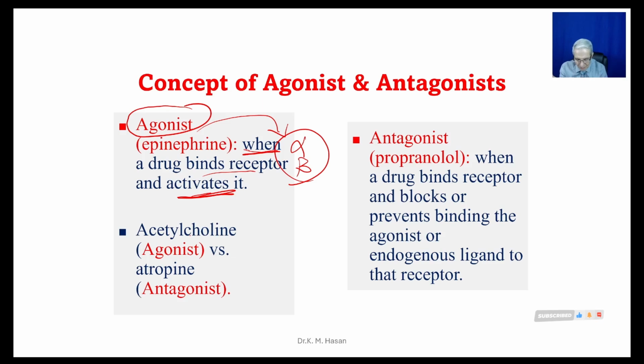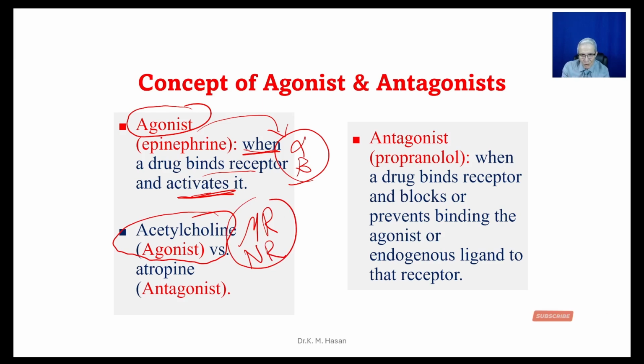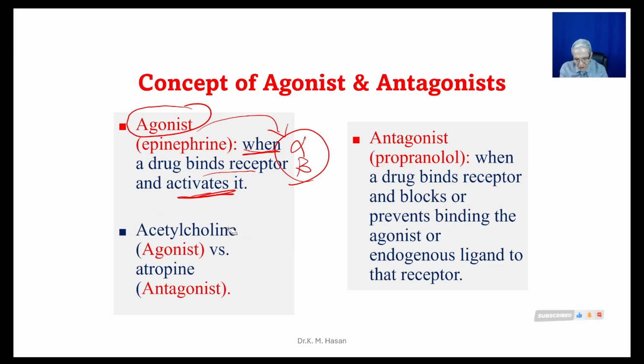The same applies to acetylcholine. Acetylcholine binds to the receptor and activates the receptor. We have muscarinic receptors and nicotinic receptors. So acetylcholine binds to the nicotinic receptor and the muscarinic receptor and activates these receptors. So acetylcholine, for this reason, is considered an agonist.